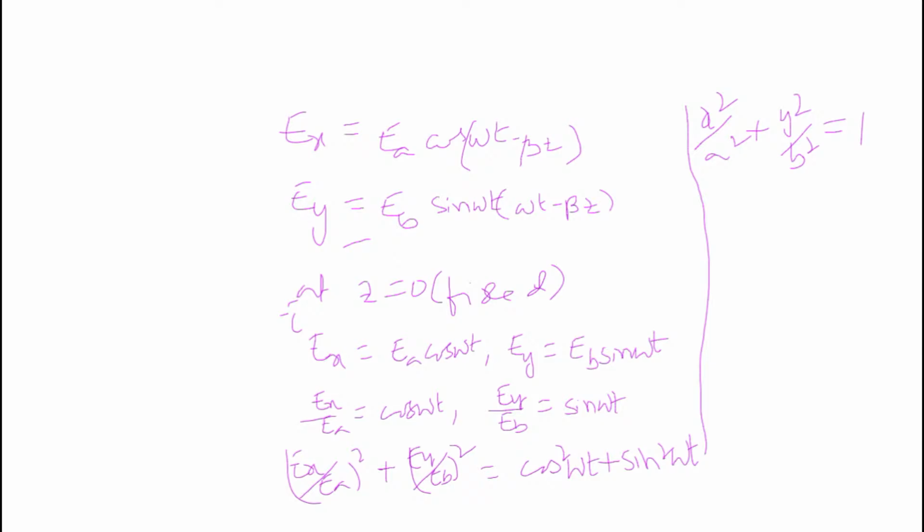And instead of a square, we have Ea square. Instead of y square, we have taken Ey square, and instead of b square, we have taken Eb square. So from this, what do we have? (Ex/Ea) whole square.